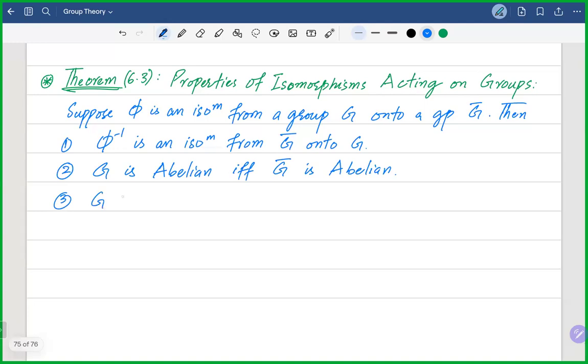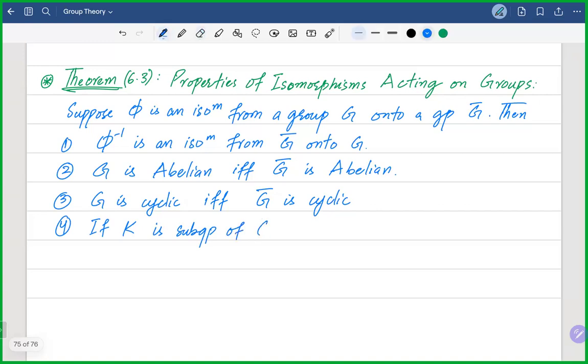Three, G is cyclic if and only if G bar is cyclic. Four, if K is a subgroup of G, then phi of K, given by phi of k such that k is an element inside K, is a subgroup of G bar.